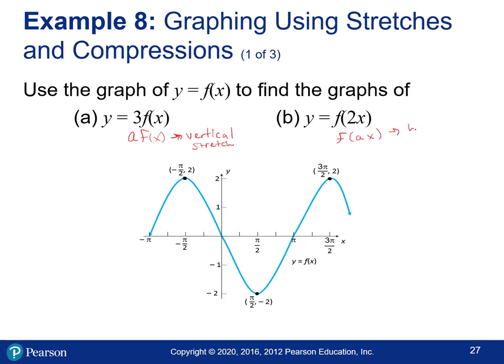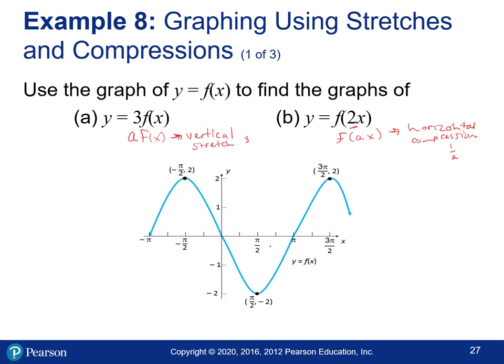So that lets me know right away that that's going to be a horizontal something. Horizontal, and this one's going to be compression, because the number is bigger than 1. And remember, this one is going to be by a factor of the reciprocal of that number. So horizontal compression by a factor of 1/2, which we talked about just on the previous slide, whereas this vertical stretch is going to be stretching by a factor of that number that we see right there, 3.